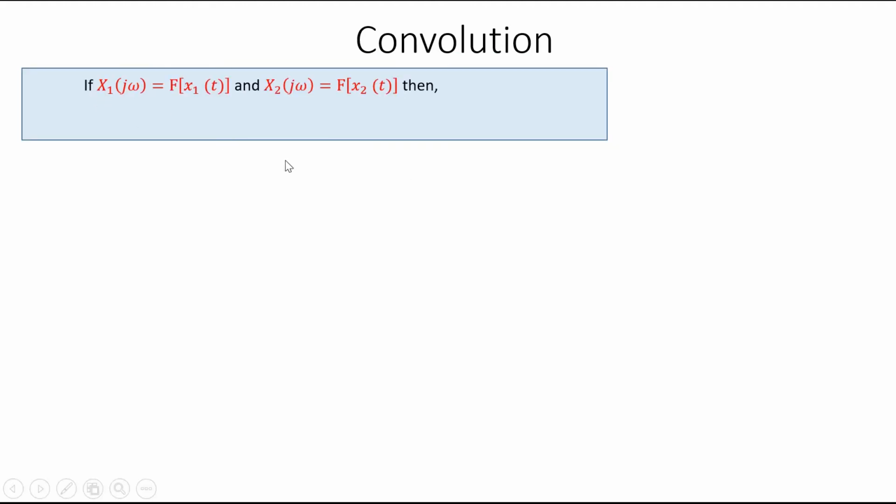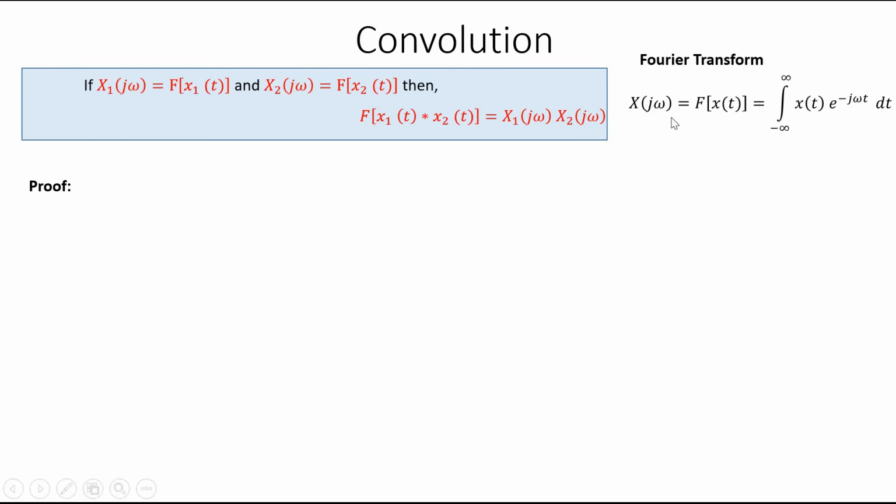Next one is the convolution property. If there are two signals x1(t) and x2(t), and their Fourier transforms are X1(jω) and X2(jω), then the Fourier transform of their convolution x1(t) * x2(t) is equal to the product of their Fourier transforms, X1(jω) into X2(jω). So for finding the Fourier transform, we have to replace x(t) by x1(t) * x2(t) in the Fourier transform equation.